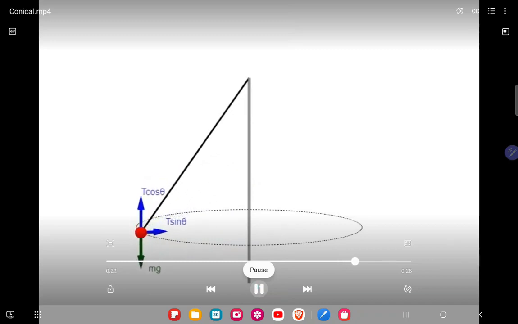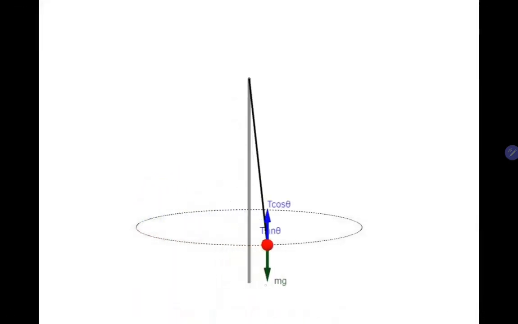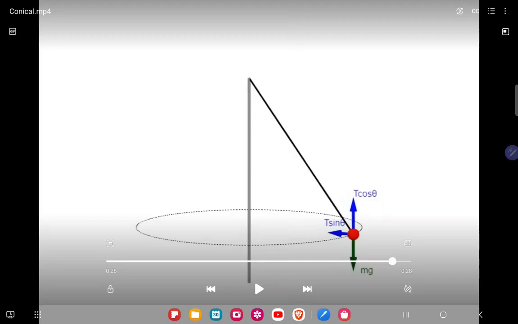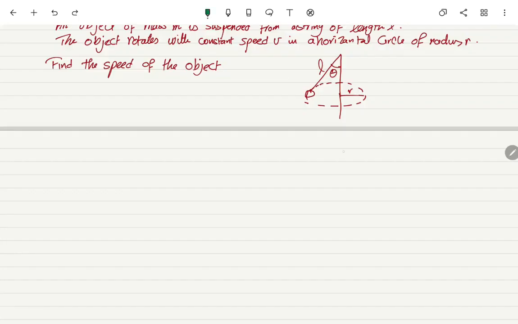So this circular path here. Let's go back to the example. Let's regraph this situation here. This is the length L, and this is the object with mass M. This is the circular path as we mentioned before, this is theta, and this is R. In this case, let's identify the forces we have here.